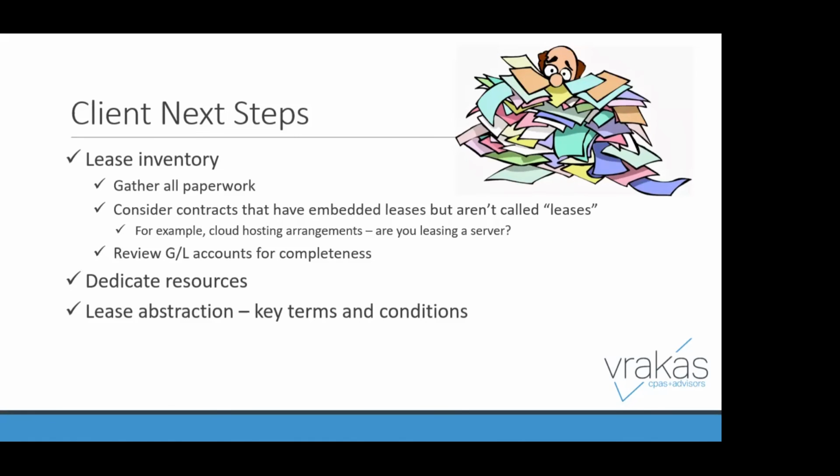Quickly, just to talk about next steps as you get ready to implement this standard, I think the most important thing is to get an inventory of all of your leases. So gather all your contracts, all of your paperwork. There are obviously contracts that are called leases that you've probably already been accounting for as leases, and you know about those. But consider other contracts that you may have that might contain embedded leases.